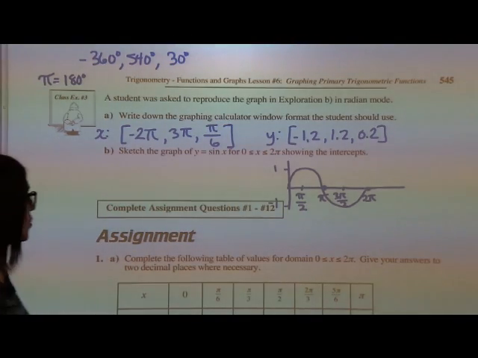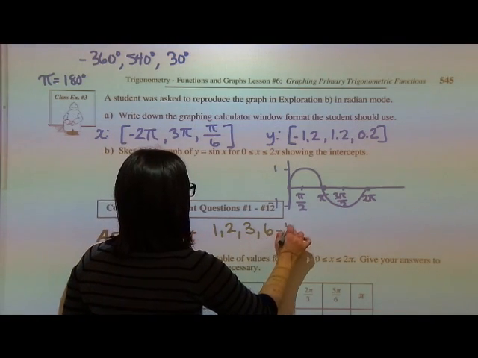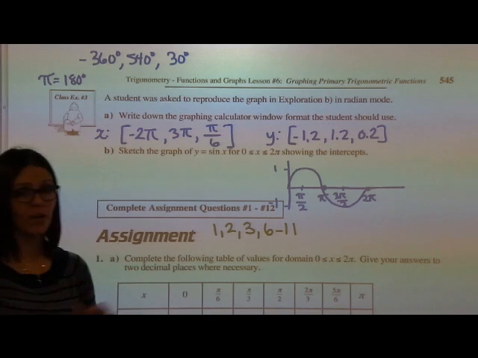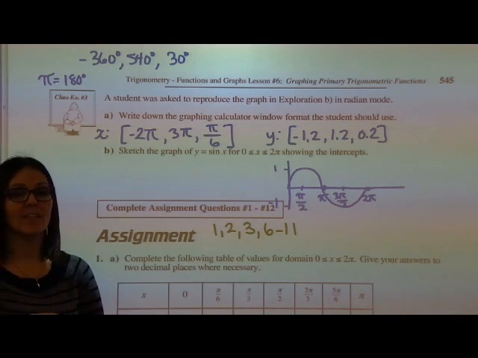So what I want you to work on is question 1, 2, and 3, and 6 to 11. And it'll bring you through explorations examining the cosine graph and the tangent graph.